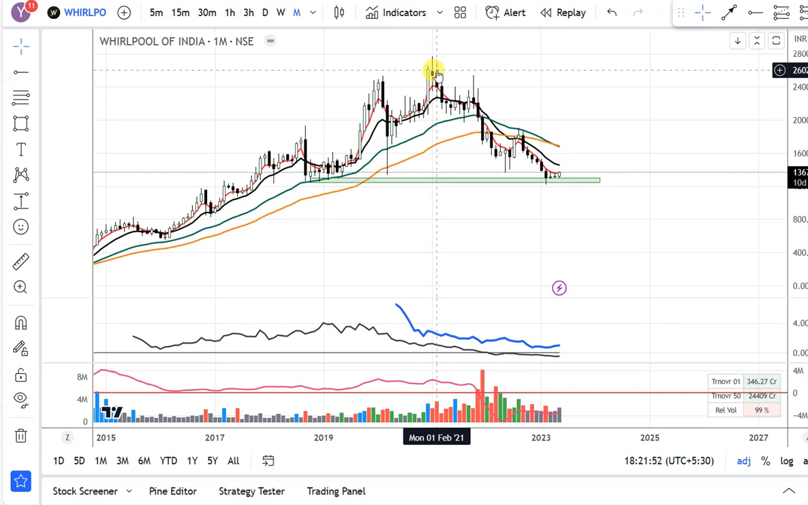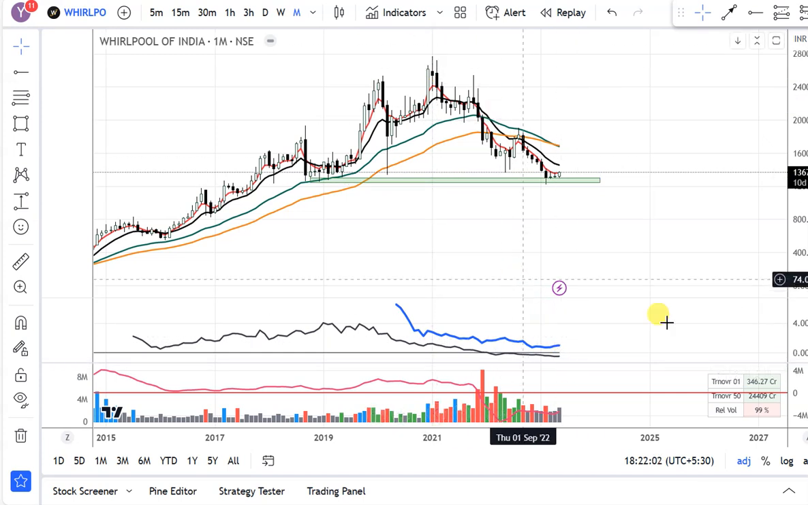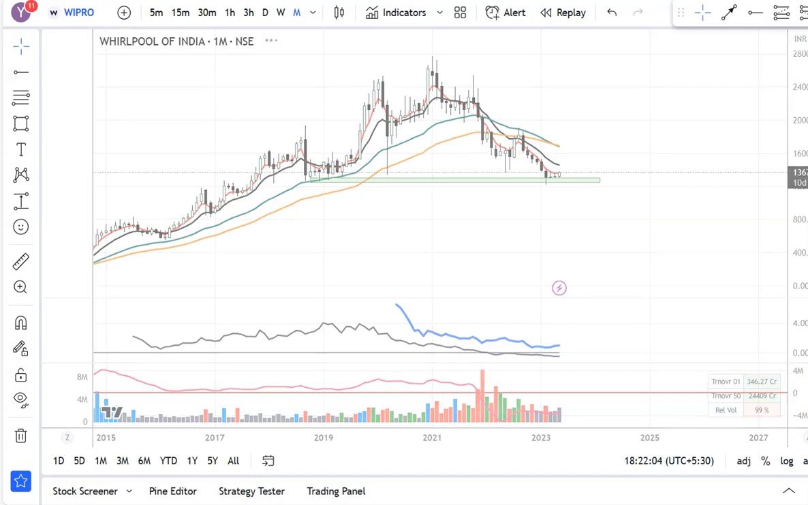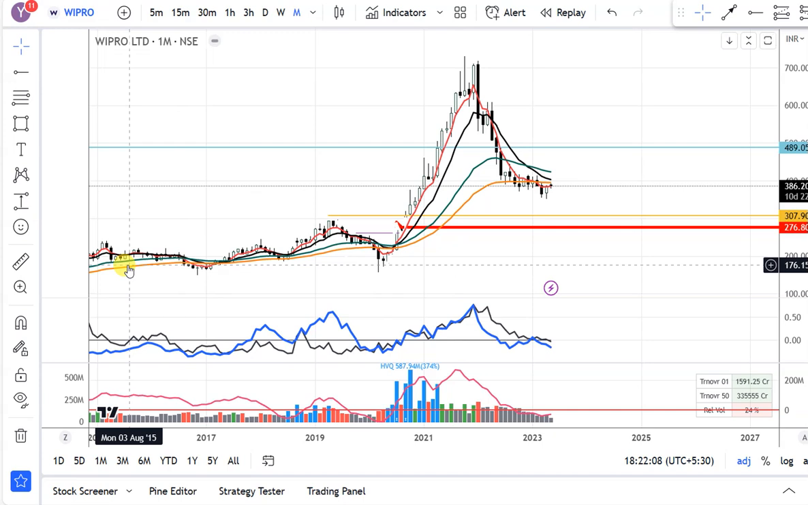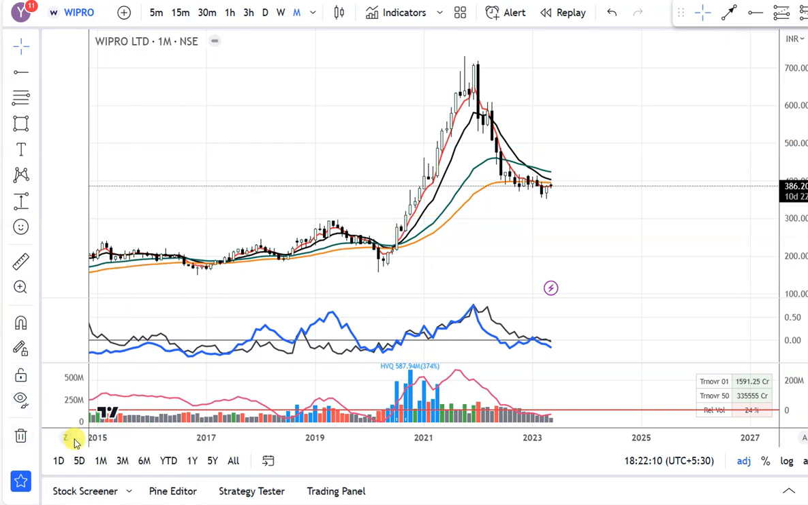Wipro has been slashed very badly from the top, which is available at a huge discount, but I hate discounts. Let's see what will happen in the future. It has to breach 445 rupees, and then let's see how it performs in the future.